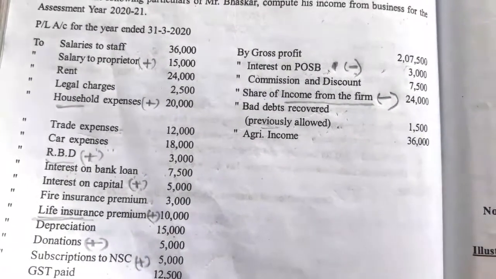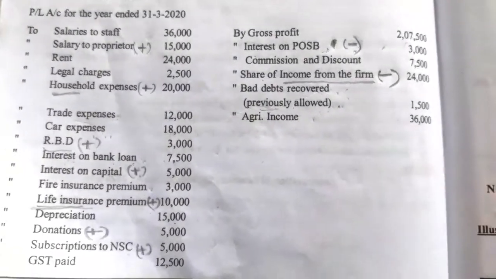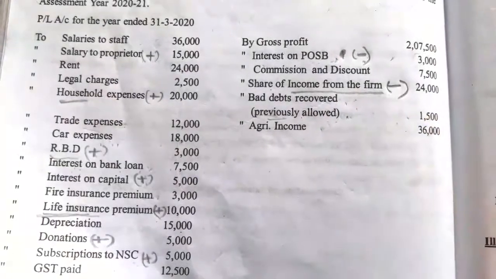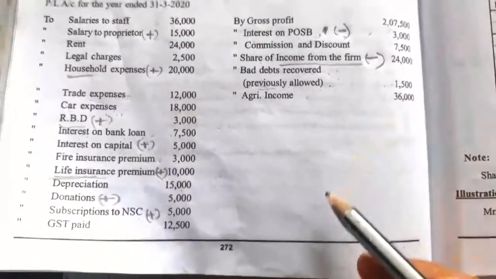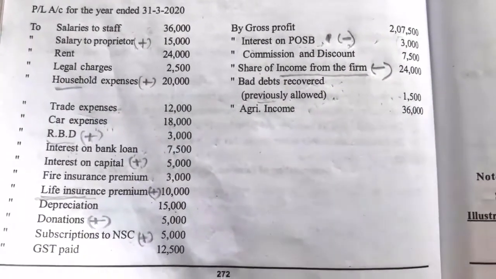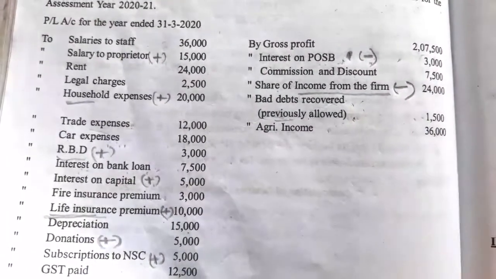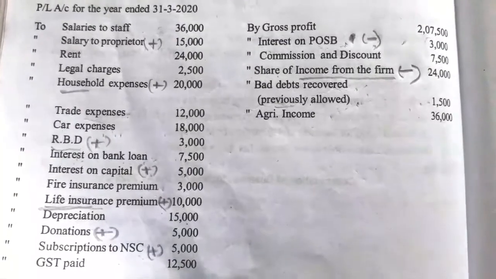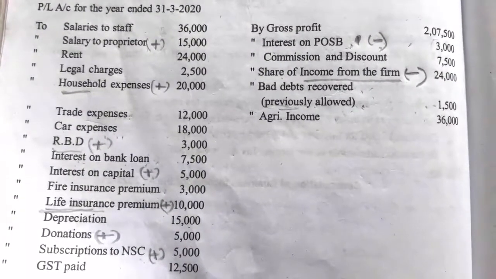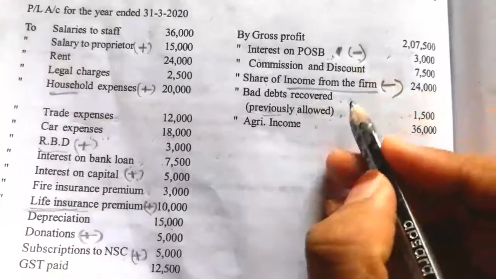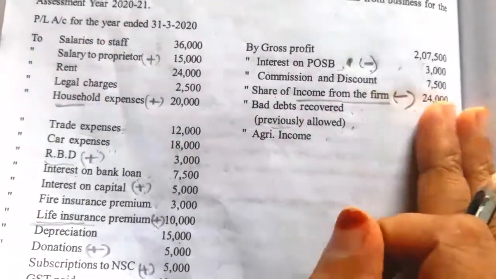Then it should be taxed. It should be taxed means it should be included in the profit and loss account. It should be recorded on the credit side of the profit and loss account, and on that we have to pay tax. So it is not disallowed, it is allowed. It should be recorded on the credit side of the profit and loss account as income, and it should be taxed.